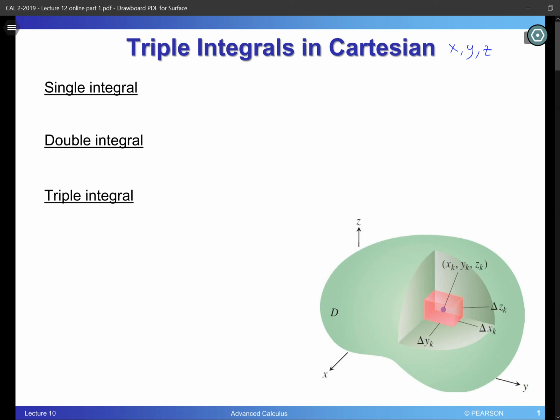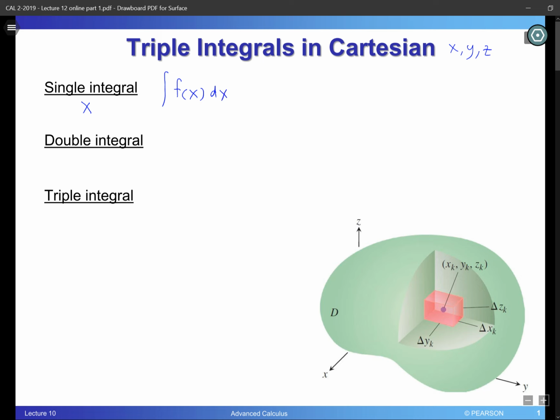Alright, before we dig into the triple integrals, let's take a look at the other integrals that we learned in this class and also in Cal 1. So let's start by taking a look at the single integral. In single integral, we have one variable to consider. So we have x, and we perform integration of a function that only has one variable x with respect to that variable x.